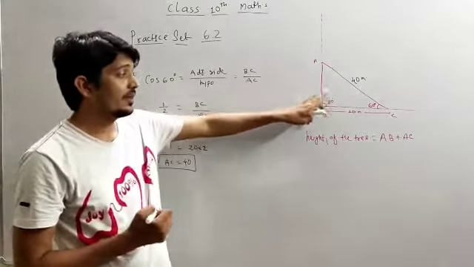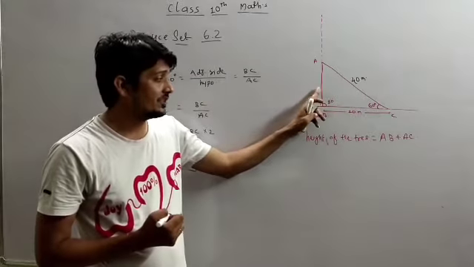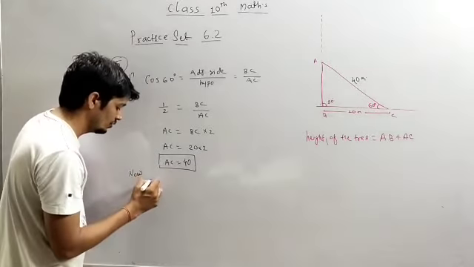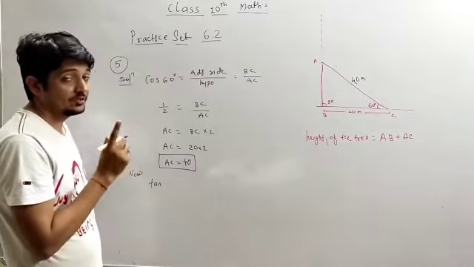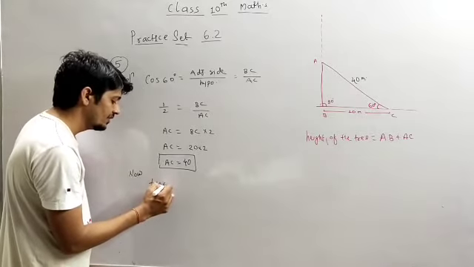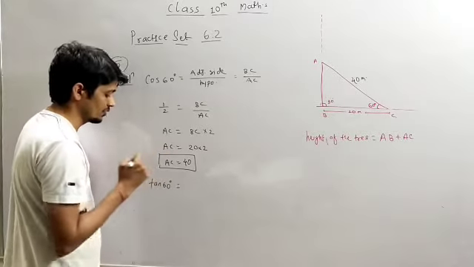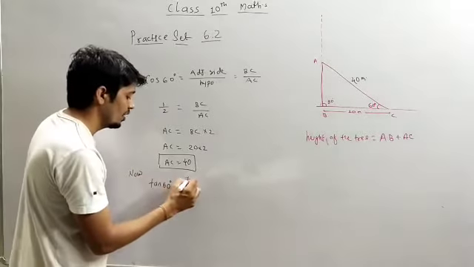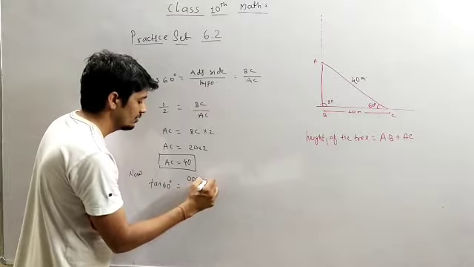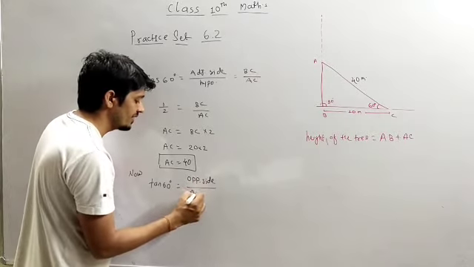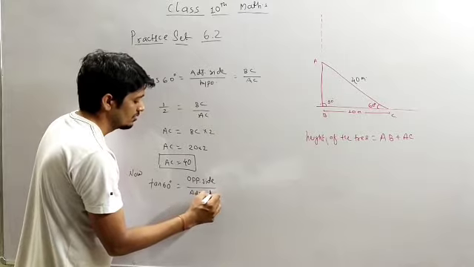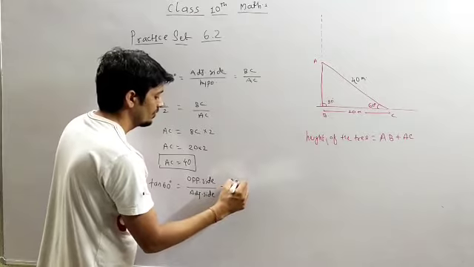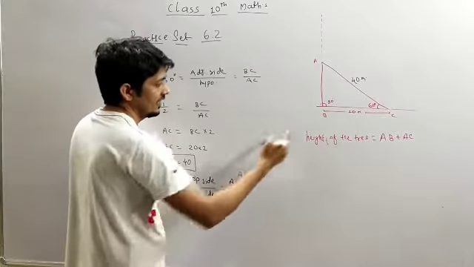So AB is opposite side. Opposite side and adjacent side, which relation shows this? tan theta. So tan theta is of 60 degree. So we have to write tan 60 degree equals to, what is tan theta? Opposite side divided by adjacent side. What is opposite side? Opposite side is AB, divided by adjacent side is BC.